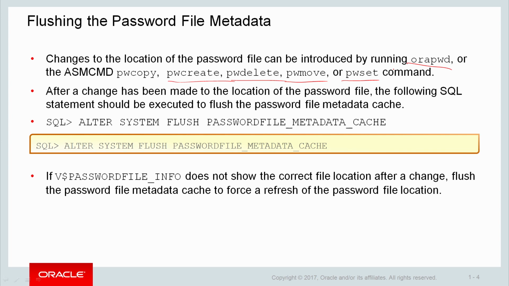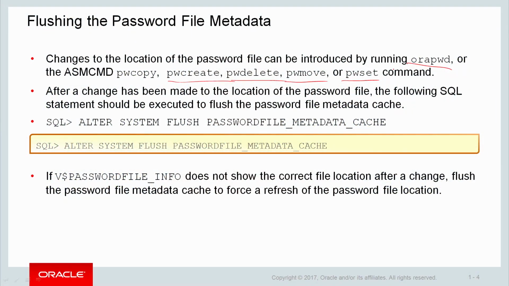Now, after this change has been made, to make sure you don't have any discrepancies taking place, after you've changed the location or actually the name of the password file as well, you can issue the following SQL command to flush the password file metadata cache, which means next time we need it, we have to read it afresh from the new location. So: alter system flush password file metadata cache. This is for both ASM and database instances. It just gets rid of the old password file information and updates and reloads the new ones.